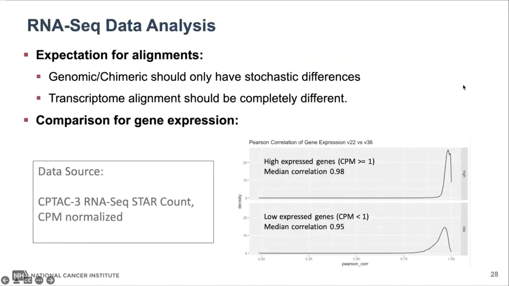So for the RNA-Seq data analysis, it's expected that the genomic and the chimeric alignments should only have stochastic differences, which was observed. The transcriptome alignment, however, should be completely different because the transcriptome depends greatly on the gene model. For the gene expression files, the CPTAC-3 RNA-Seq STAR counts were used, using the counts per million normalized, and they found a median correlation of 0.98 in the highly expressed genes and 0.95 in the low expressed genes.